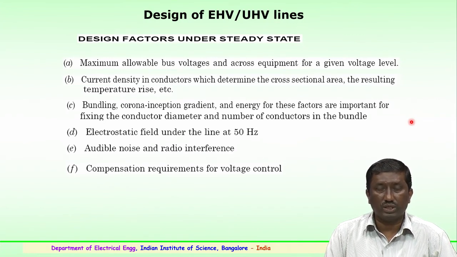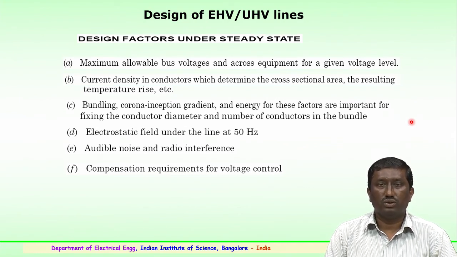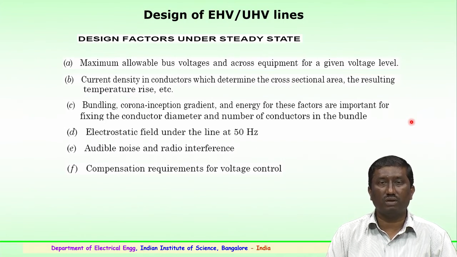Next will be the electrostatic field under the line at the power frequency operating conditions. So, the minimum clearances or the minimum electrostatic field which is specified has to be considered for the design aspects. Then further, audible noise and the radio interferences.